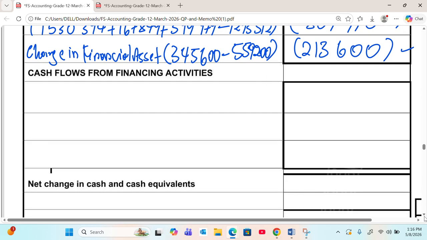So the last activity that we need to record, we have cash flows from financing activities. Financing activities, guys, I want you to think about finance. Are we borrowing more loans? Are we repaying our loan? Are we selling shares? Do we have any share buyback? Are we clear? So let's go and check firstly our non-current liabilities.